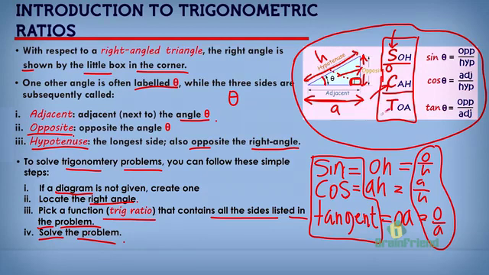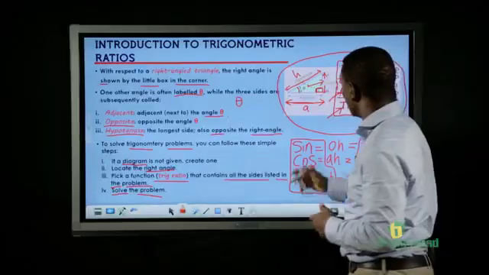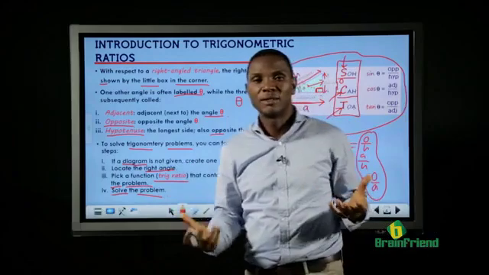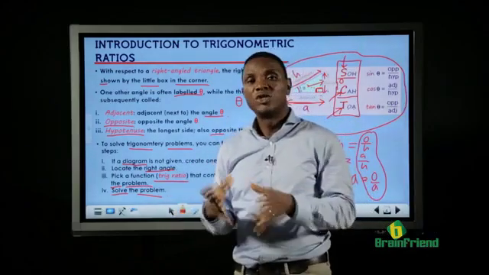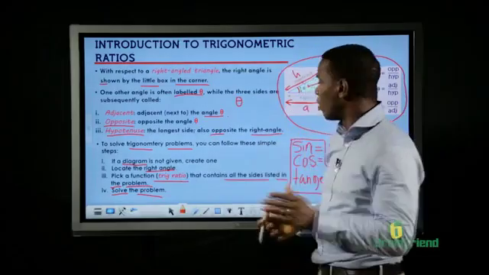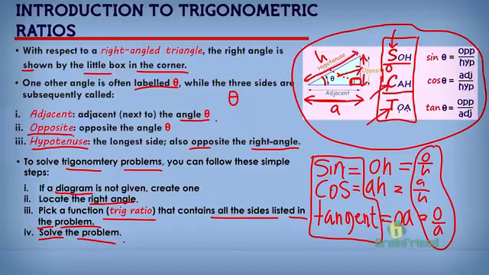And finally, TOA, T standing for the tangent, O and A standing for the sides opposite and adjacent. So pronouncing TOA is TOA. So altogether, we simply say SOHCAHTOA. If you can remember that in your mind, you can easily know which sides are concerned with the functions, and you can easily go ahead to solve trig problems in a typical right-angled triangle.